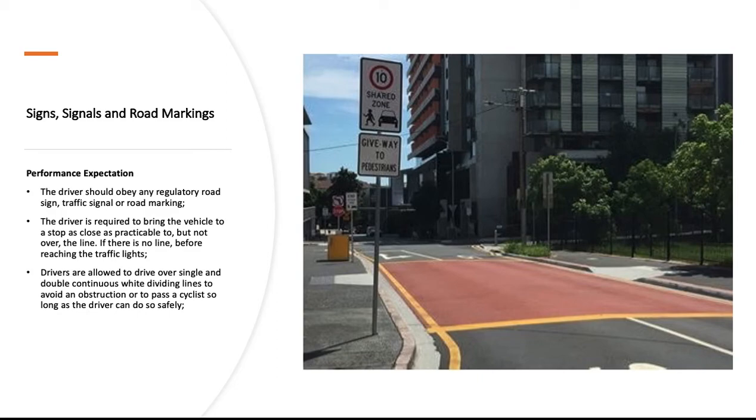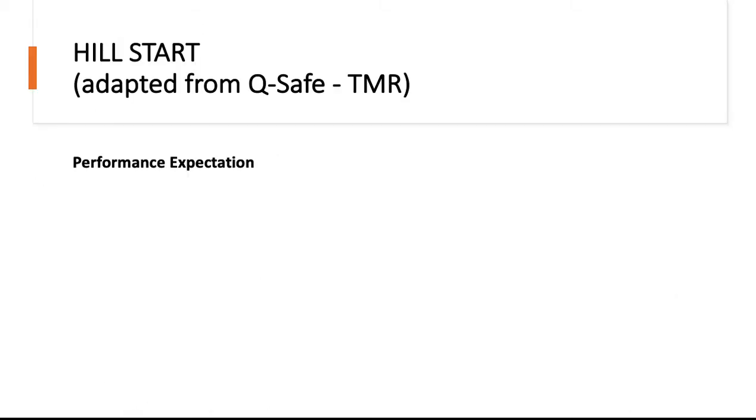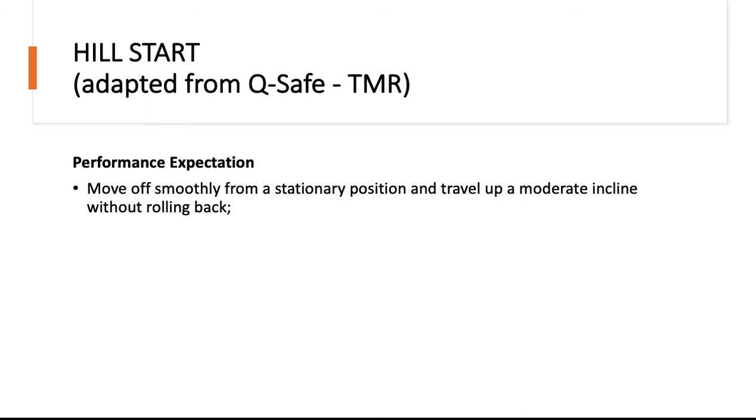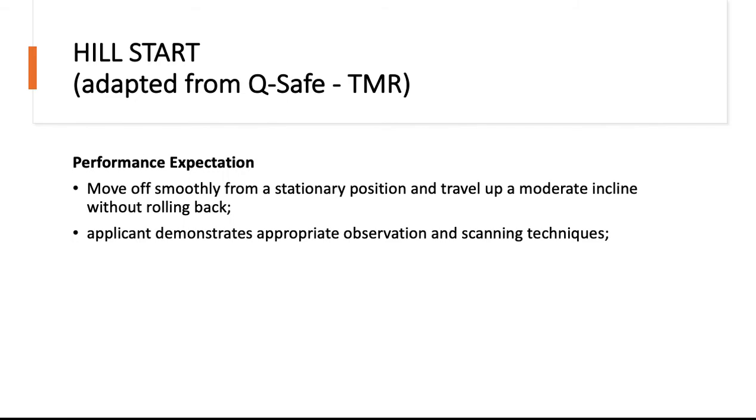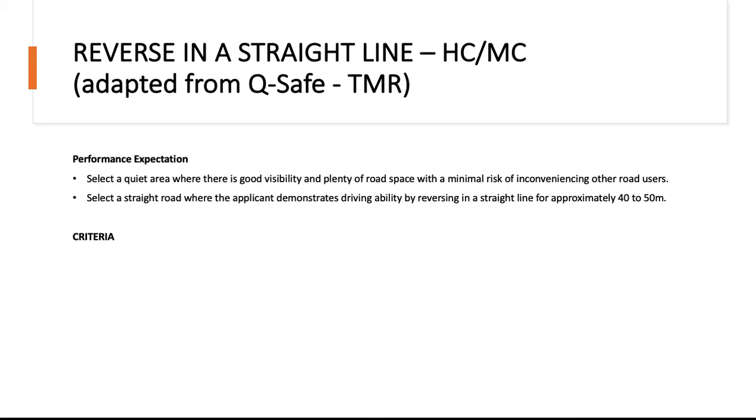Drivers are allowed to drive over single and double continuous white dividing lines to avoid an obstruction or to pass cyclists, so long as the driver can do so safely. The level of hazard must be taken into account when making the decision. Maneuvers. Hill start. Move off smoothly from a stationary position and travel up a moderate incline without rolling back. Applicant demonstrates appropriate observation and scanning techniques. Applicant demonstrates appropriate signaling during the maneuver.